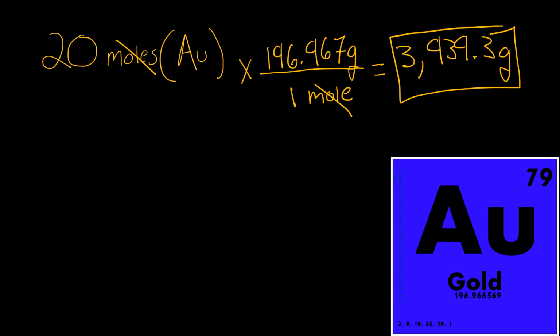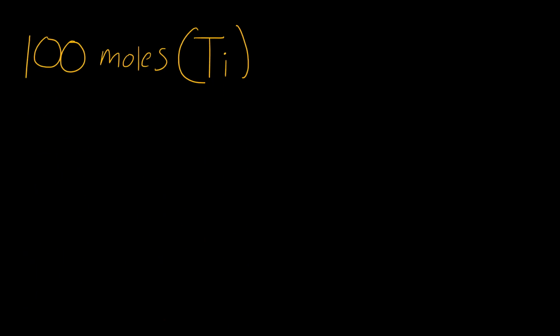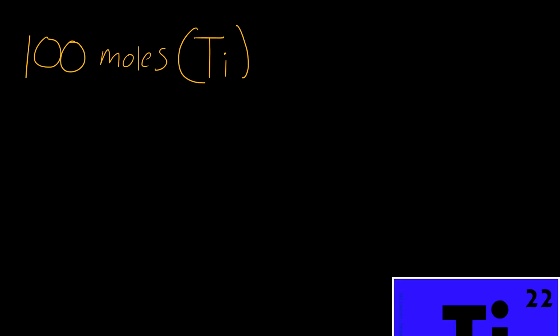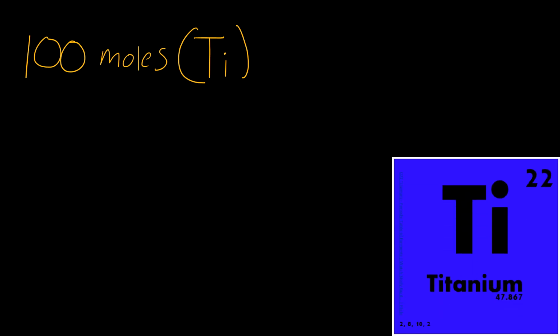Let's do another one. Alrighty, in this example we have 100 moles of Ti. Ti is going to be titanium. If we go to our periodic table, we find titanium. You can see that it has an atomic mass of 47.867. That means 47.867 grams of titanium equals 1 mole.